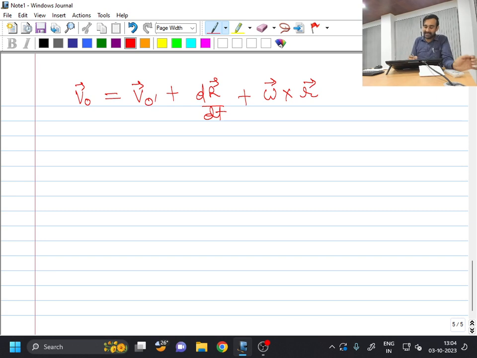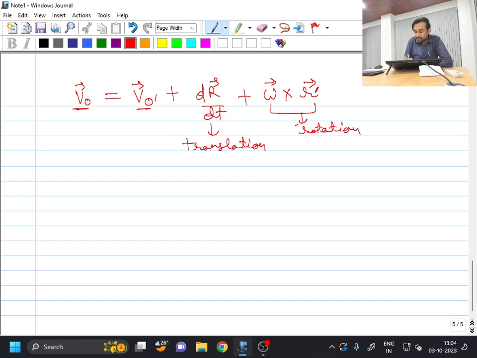So this is how I can define the total velocity of a fluid particle with reference to O: it is nothing but velocity of fluid particle with reference to frame O dash plus dr by dt, where dr by dt is coming because of the translation of the frame, plus omega cross r dash vector, because now I am considering the rotation of the non-inertial frame. That's why I consider this position vector also with reference to the non-inertial frame, so here I must write r dash. This component is coming because of the rotation.